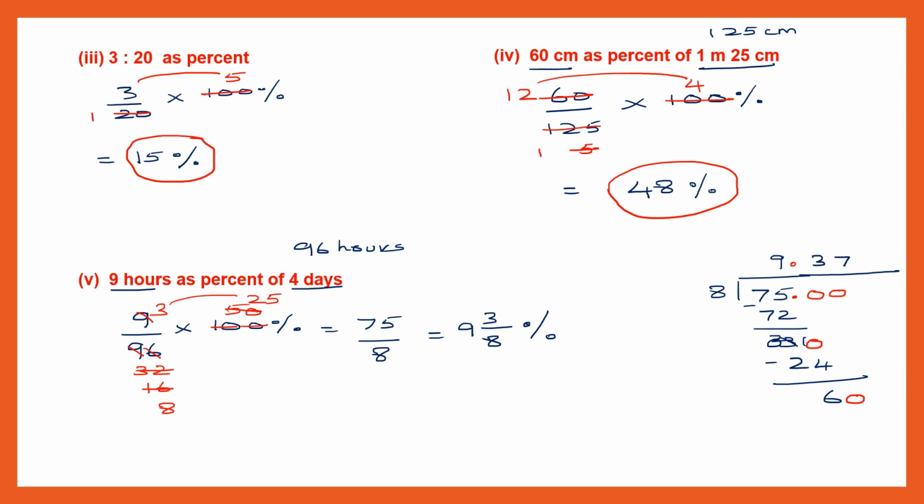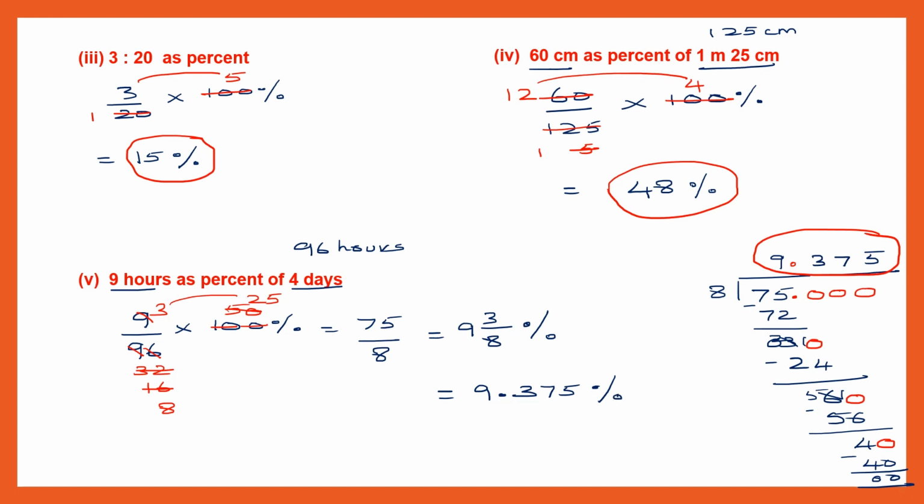8 sevens are 56, 60 minus 56 is 4. Now again my remainder is not 0, so let's try again by adding a 0 and bringing that 0 down. Now the number is 40, and this is easy. 8 fives are 40. So now the remainder is 0. Now let's look at our quotient. Our quotient will be our answer. That is 9.375. So let's write that 9.375%. So we can have our answer in the fraction form 9 and 3 by 8, or the decimal form 9.375.